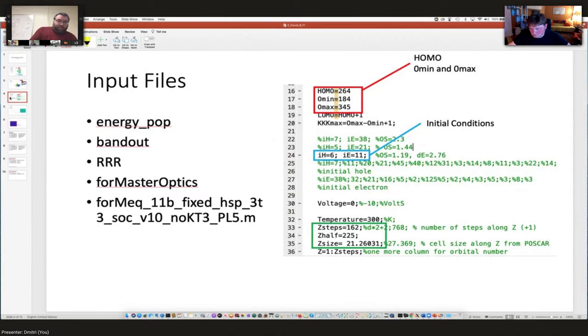And one thing to check in the green box here, we have the Z size and the Z steps. The Z size should be the size of your cell along the Z axis, which you can get from your postcard, where the Z steps is the number of steps along Z, which you can get from your band out.